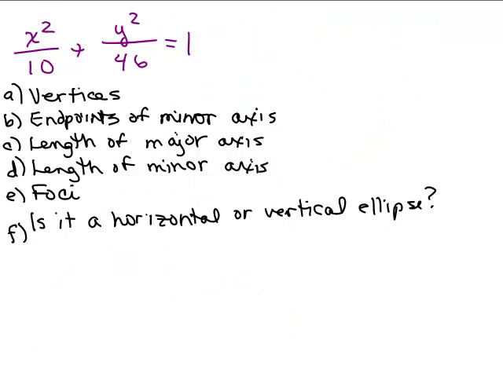All right, here's the next one. Vertices. Well, let's first decide if it's horizontal or vertical. It's in standard form. The bigger number is under the y, so this will be a vertical ellipse. So the major axis is the y-axis, the minor axis is the x-axis this time. So the vertices will be on the major axis, on the y-axis.